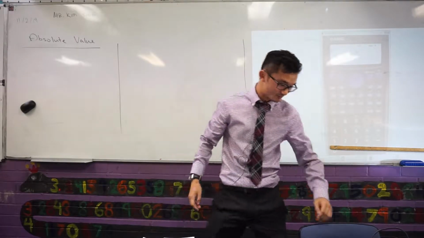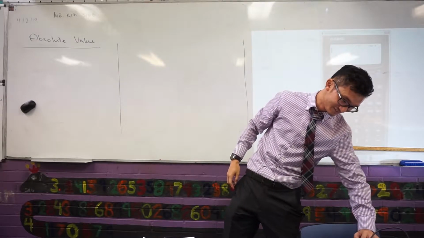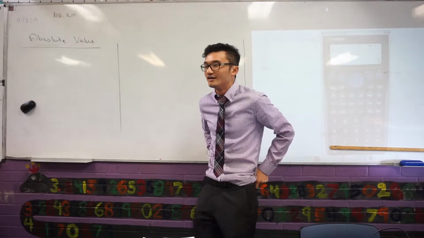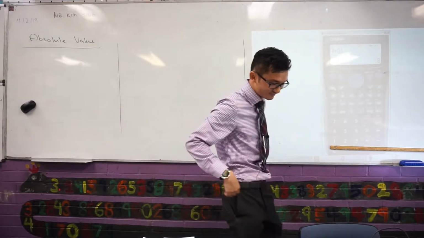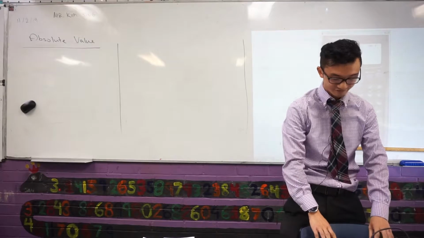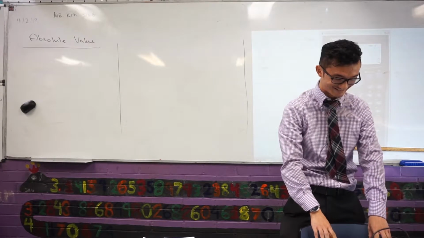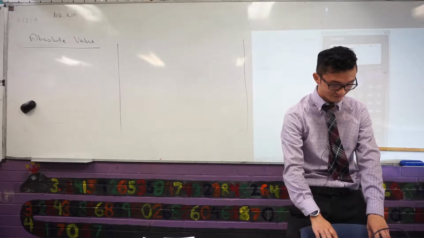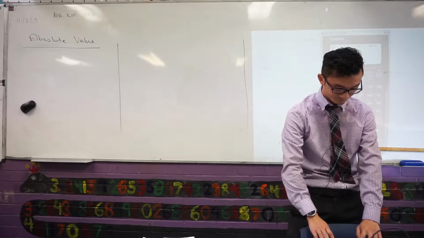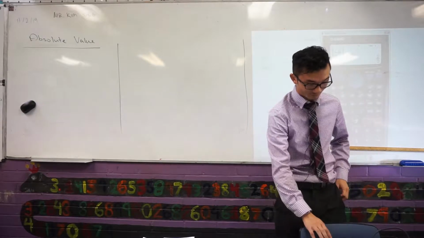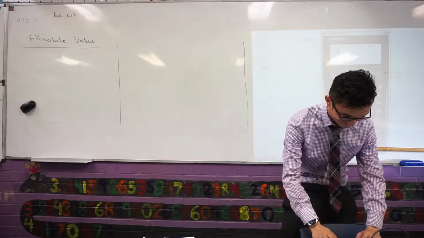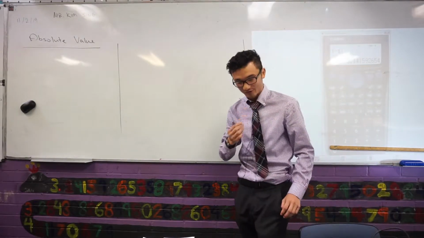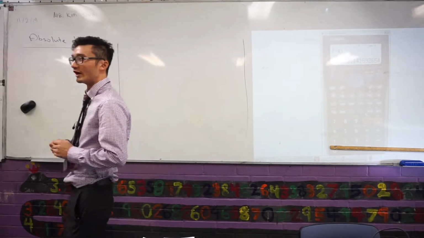So someone give me another number to put in. -3. What do I get? I get a positive. What if I put in something else? -2. And it doesn't matter what number you put into here, right? -5. What would -pi become?